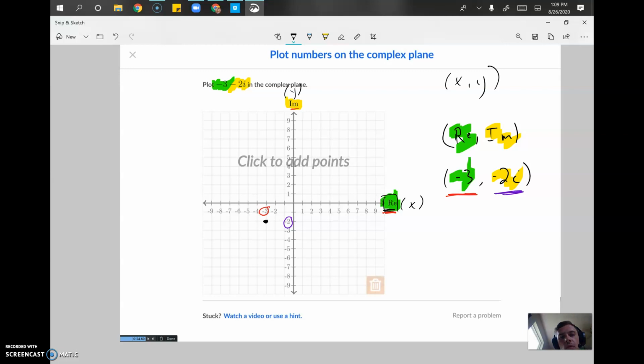I'm sorry, where does -3 on the horizontal plane intersect? I shouldn't use those words, those are confusing. Where does -3 on the real plane intersect -2 on the imaginary plane? Right here. Let's go to Con and see if we're right.